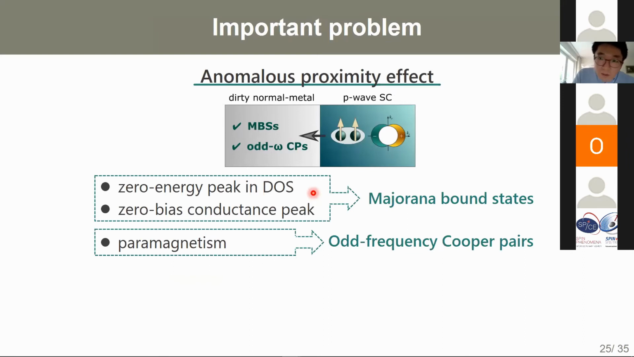And by summarizing the above explanation, the anomalous proximity effect is one of the unusual, striking phenomena manifesting the nature of the Majorana bound states and odd-frequency Cooper pairs. Both of them are novel and important concepts in recent physics of superconductivity. So I suppose that the anomalous proximity effect is a really important phenomenon for investigating the deep nature of topological superconductivity.